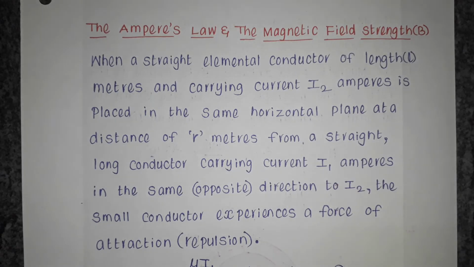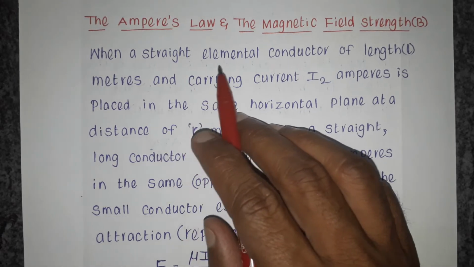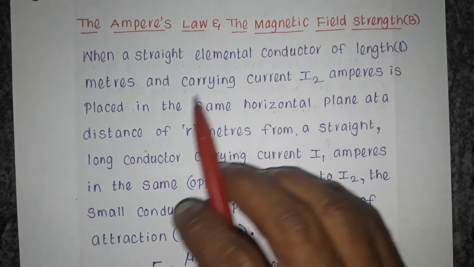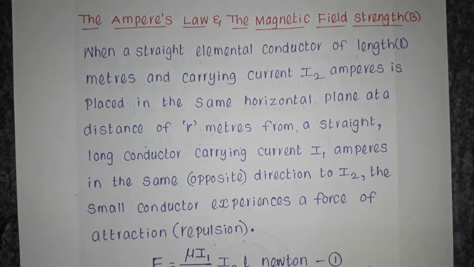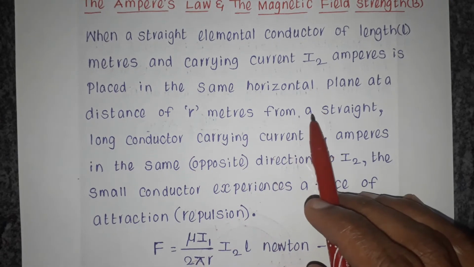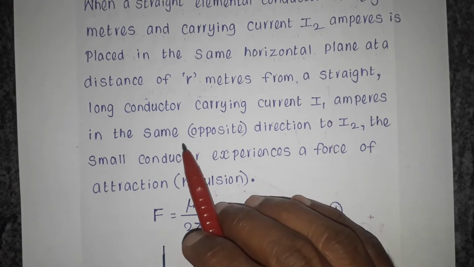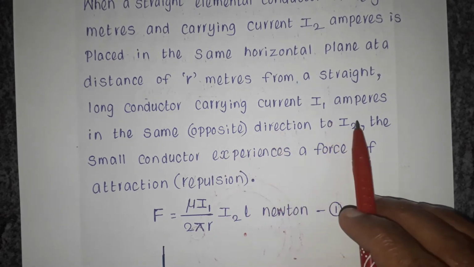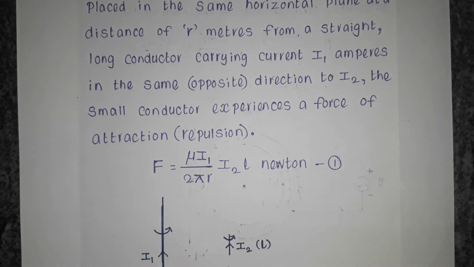Ampere's law and the magnetic field strength, which is denoted with capital B. Here we have to take a straight elemental conductor of length L meters carrying current I2 amperes, placed in the same horizontal plane at a distance of r meters from a straight long conductor carrying current I1 amperes in the same or opposite direction to I2. The small conductor experiences a force of attraction or repulsion.